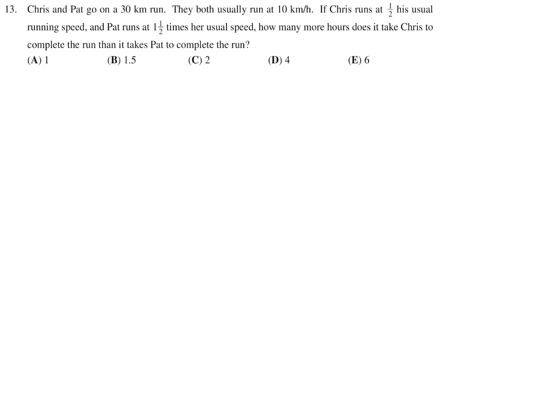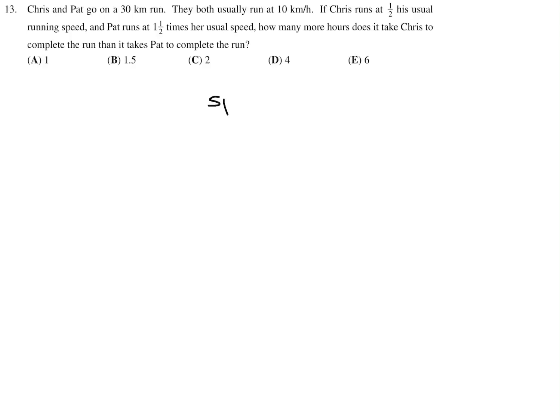Chris and Pat go on a 30-kilometer run together, and they both usually run at 10 kilometers per hour. If Chris runs at half his usual running speed and Pat runs at 1.5 times her usual speed, how many more hours does it take Chris to complete the run than it takes Pat to complete the run?